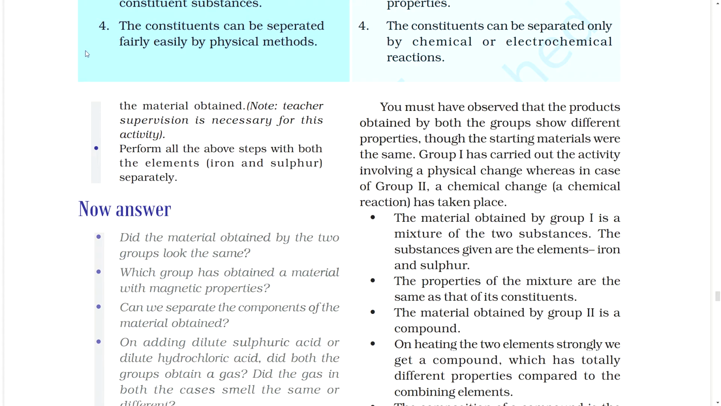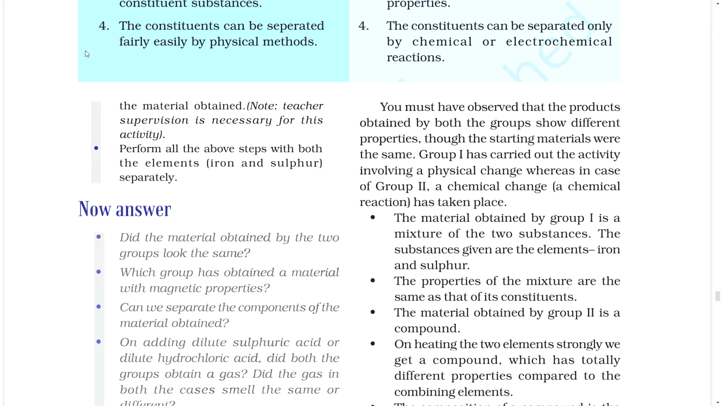You must have observed that the products obtained by both the groups show different properties. Though the starting materials were the same, group 1 has carried out the activity involving a physical change, whereas in the case of group 2, a chemical change, a chemical reaction, has taken place. The material obtained by group 1 is a mixture of the two substances. The substances given are the elements, iron and sulfur. The properties of the mixture are the same as that of its constituents. The material obtained by group 2 is a compound.